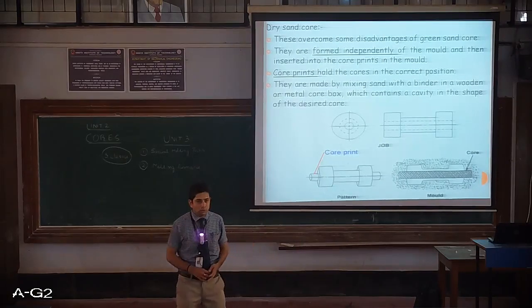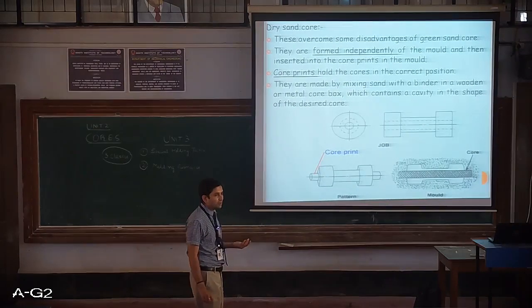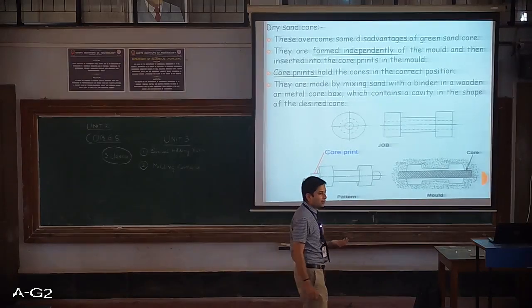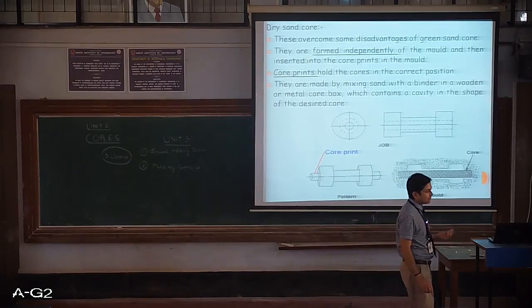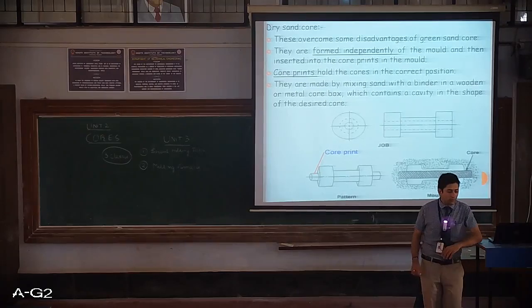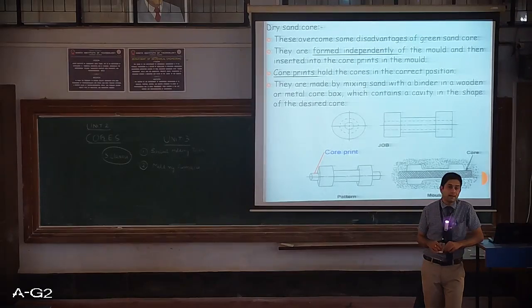Now I have explained the meaning of the green sand core and the dry sand core. The difference is that in the case of the green sand core, the core is not made separately. It is a part of the molding sand. In the case of the dry sand core, the core is made separately outside the mold and brought and put into the mold cavity. It is placed on a core print. It is kept on a core print. So that is called a core print.